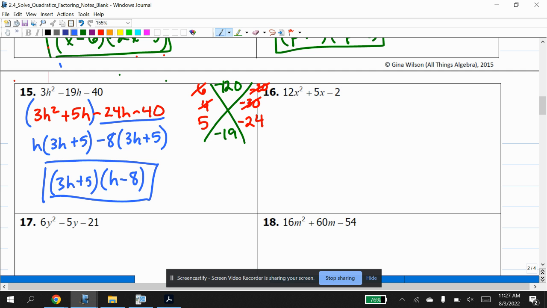Okay, let's try number 16 because it's the first one that has a bigger number in the front than the back. So let's try number 16 real quick. We'll see where we're at for today. All right, 12x squared plus 5x minus 2. That's our trinomial. What goes on the top of our x? Negative 24. So a smaller number.